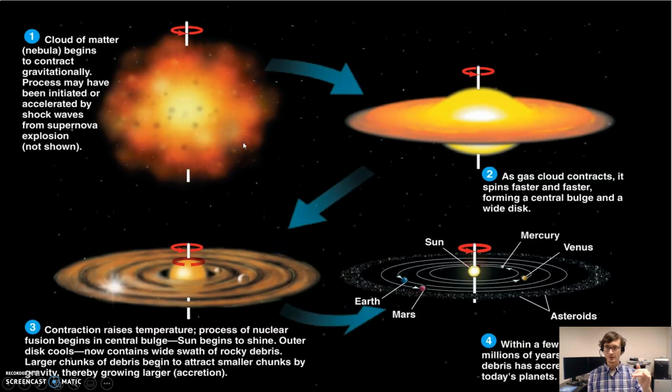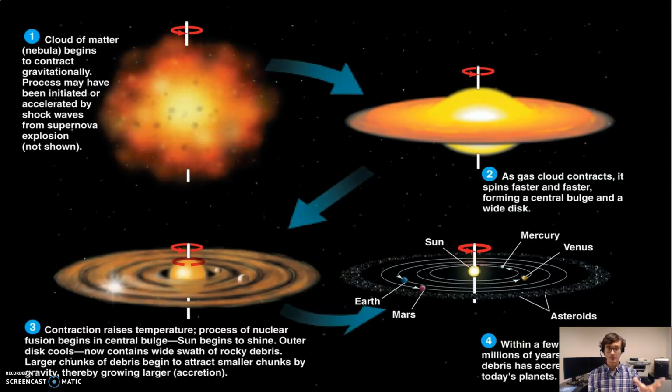So this diagram here does a pretty good job of putting all that into view here. We start off with our dispersed cloud of hydrogen. It begins to contract due to gravity. Second stage here is as it contracts, it starts to swirl in on itself. It spins faster and faster and faster. The material in the middle starts to form a bulge, and everything else turns into a flat disk.